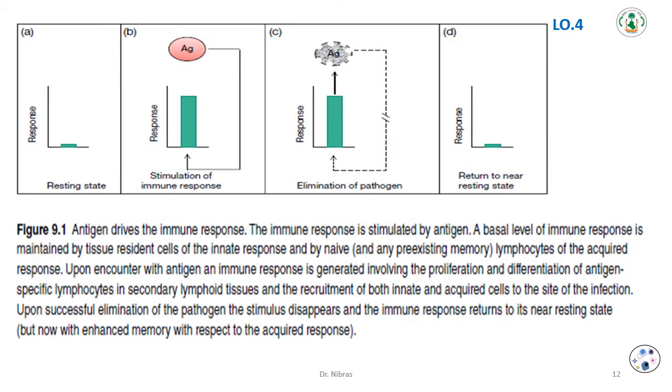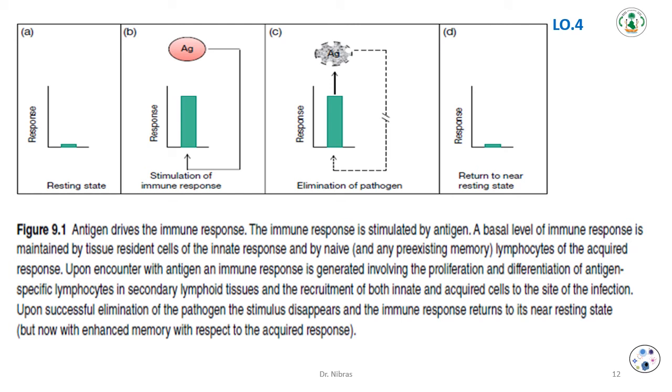Here, this figure shows how antigen drives the immune response. The immune response is stimulated by antigen first. A basal level of immune response is maintained by tissue-resident cells of the innate immune response and by naive and any pre-existing memory lymphocytes of the acquired response. Upon encounter with antigen, an immune response is generated involving the proliferation and differentiation of antigen-specific lymphocytes in secondary lymphoid tissue and the recruitment of both innate and acquired cells to the site of the infection.